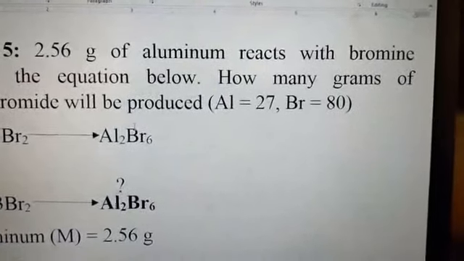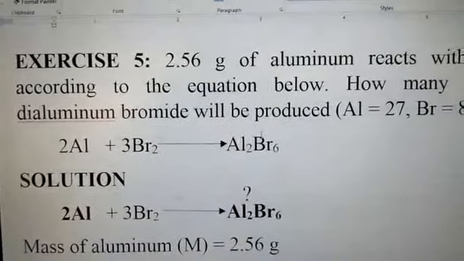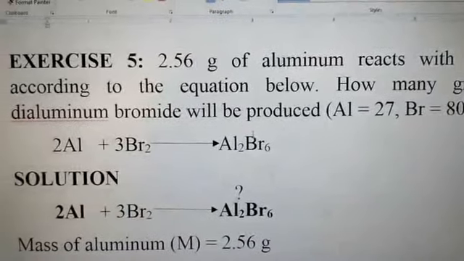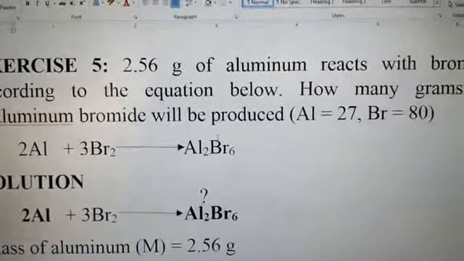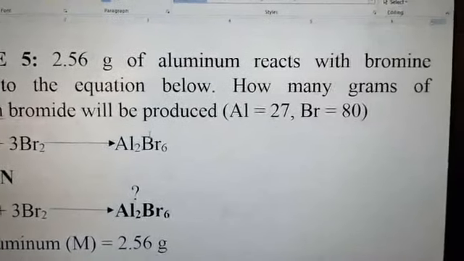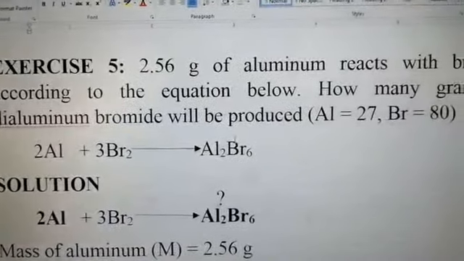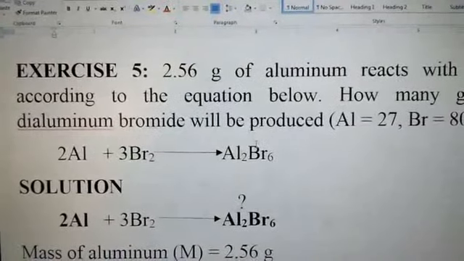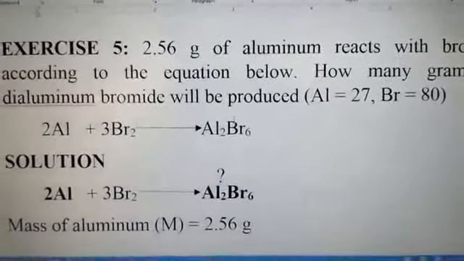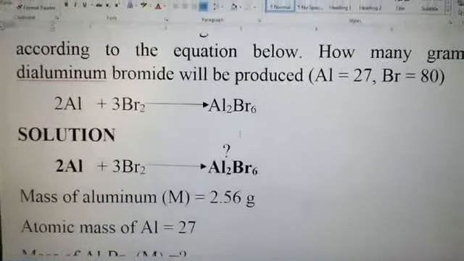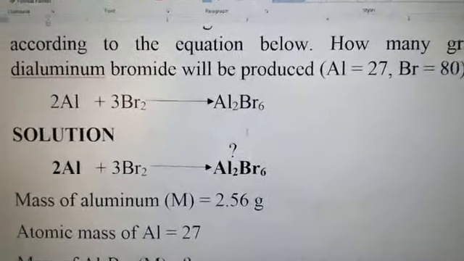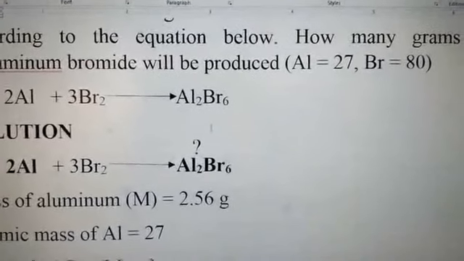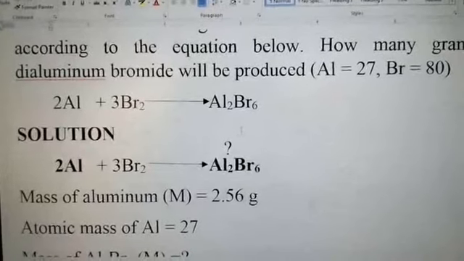2.56 grams of aluminium reacts with bromine according to the equation below. How many grams of the aluminium bromide will be produced? So we are given that equation between aluminium and bromine: 2 moles of aluminium and 3 moles of bromine give us 1 mole of the aluminium bromide.